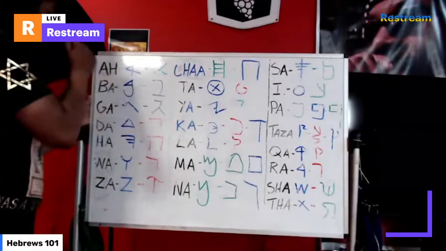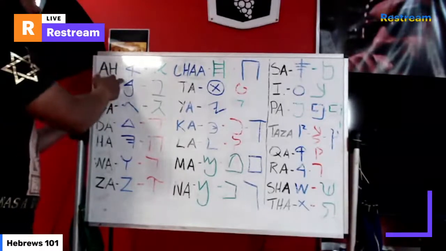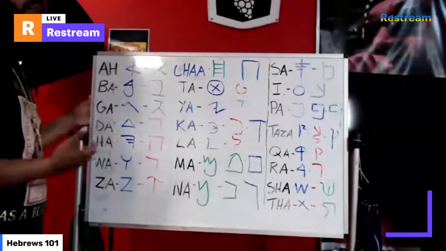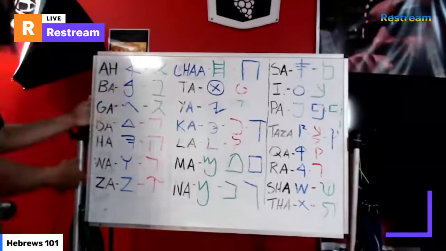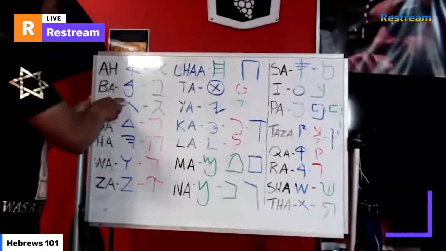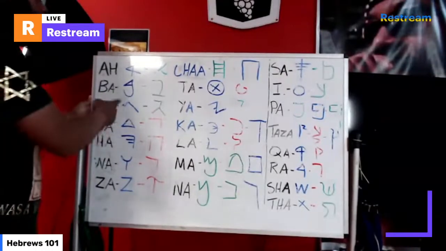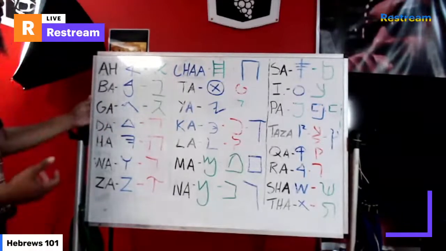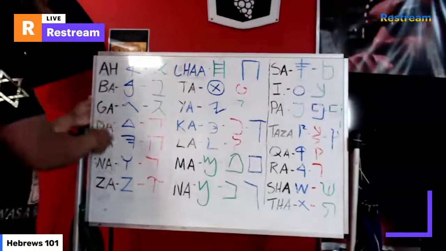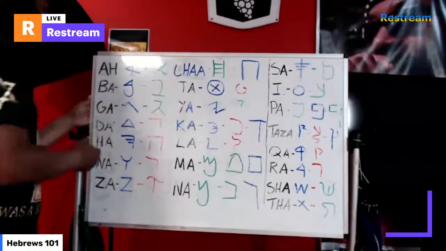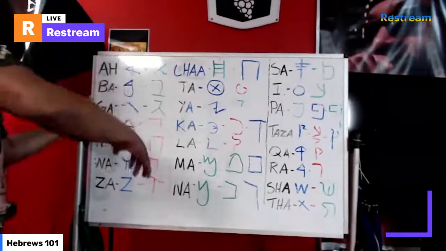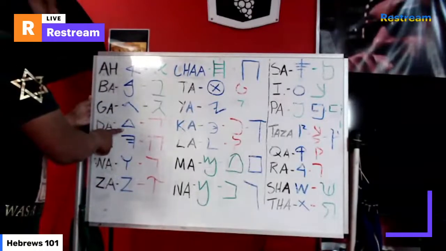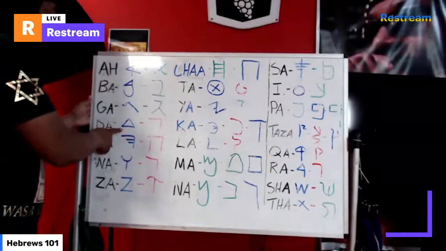This first character, you see it on the board, looks like the English A, but on its side. Then we have ba, which looks like a clothespin or safety pin. Next we have ga, which looks like a cane laying down. Then we have da, which looks like a triangle.